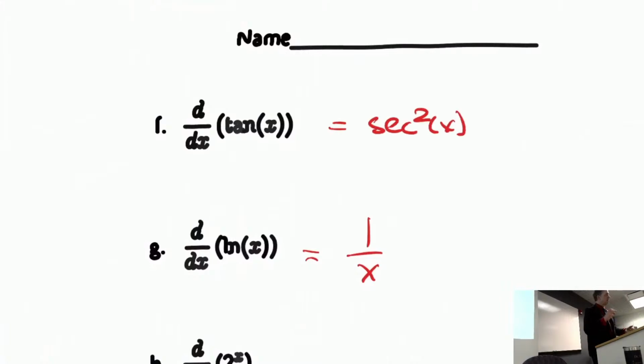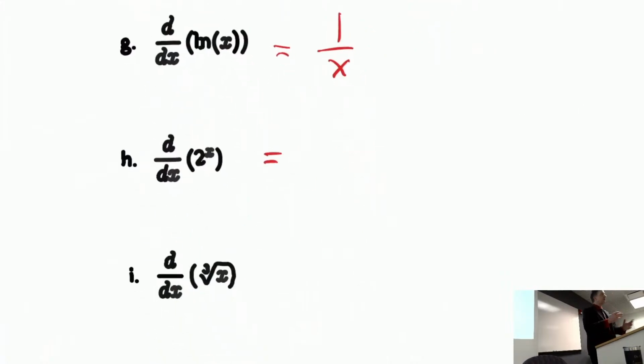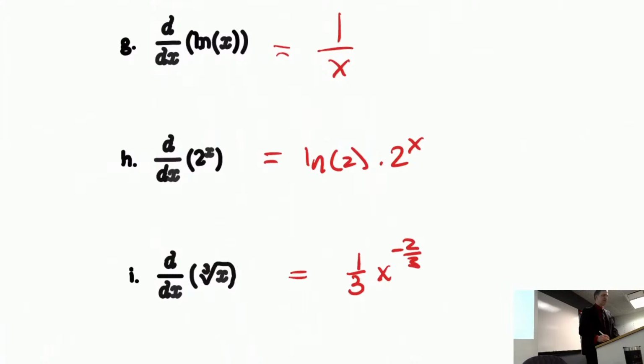Associate these things with one another so that when you're doing whatever calculus problem you're doing, you don't have to look them up. You can just use them. So natural log of 2 times 2 to the x. This is going to be 1/3 x to the negative 2/3. I realize that some of these you might have to actually write out. You might not have them as quick as me.